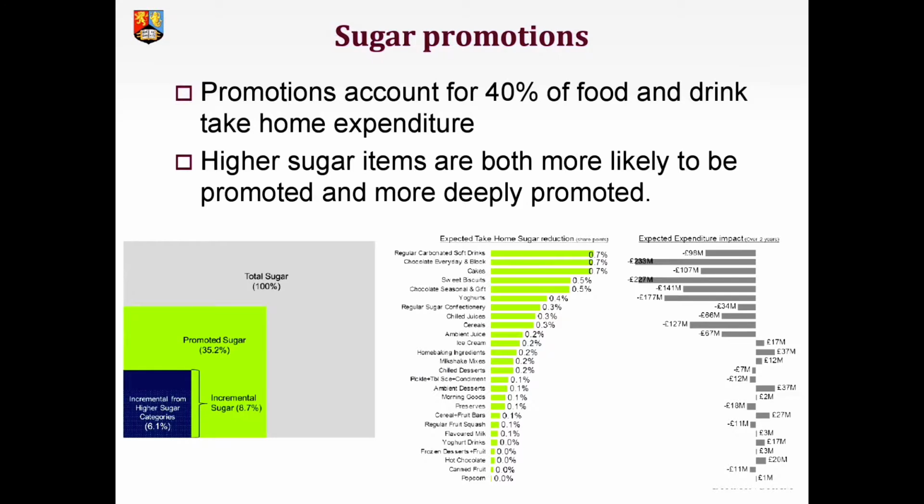I've told you about Smith's in the hospital, but it's the same in any supermarket chain. So promotions make up 40% of take-home expenditure on food. So whether you think you're susceptible to promotions in supermarkets or not, the simple facts are the supermarket knows that you are. You are more likely to buy something that's being promoted as a bog-off or a price reduction. We call them bog-offs in our house, buy one, get one free. And you are more likely to find that the products being promoted are high sugar.